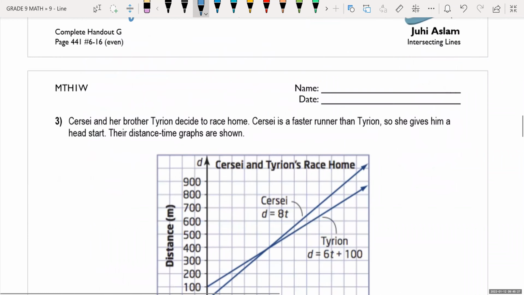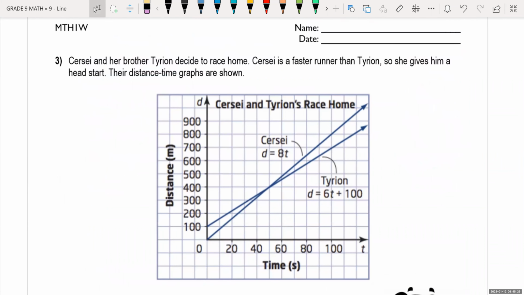All right, question number 3. I don't know if any of you are Game of Thrones fans, but this question is related to Game of Thrones characters. It says Cersei and her brother Tyrion decide to race home. Cersei is a faster runner than Tyrion, so she gives him a head start. Their distance time graphs are shown below.